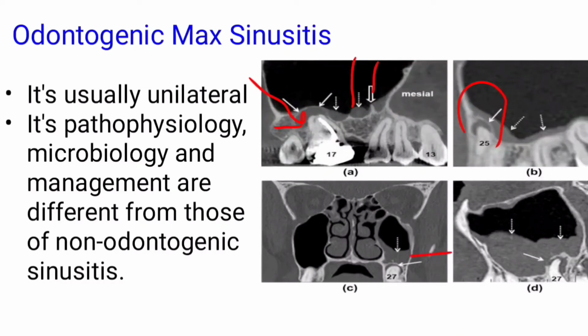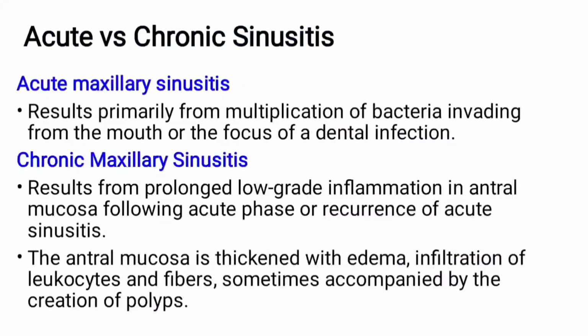Here is the spread of infection of the periapical abscess, causing inflammation and thickening of the sinus lining. Here you see the level of sinusitis, or inflammation of the membrane of the sinus, due to periapical infection of an upper tooth. Here is the difference between acute and chronic maxillary sinusitis.